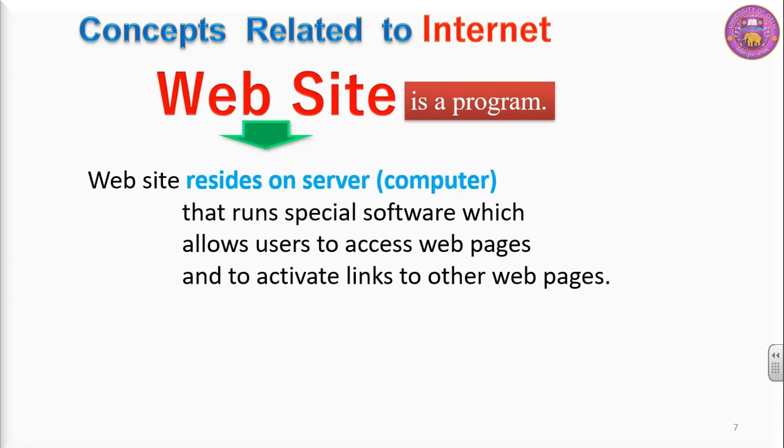Website is a program and this program is on a server. So we say that website resides on a server. Server is a computer. So website resides on server that runs special software which allows user to access web pages and to activate links to the other web pages.